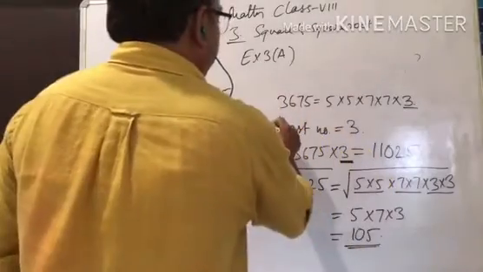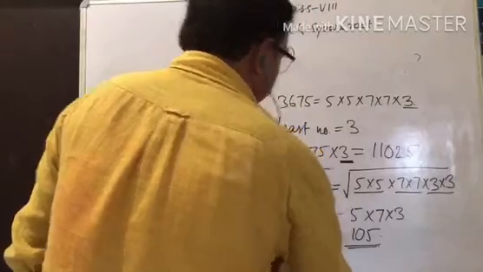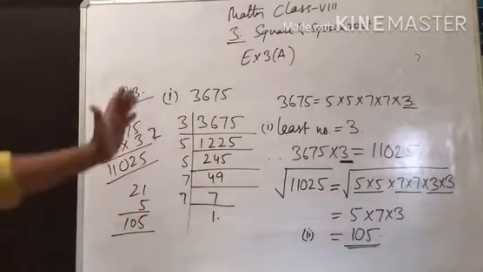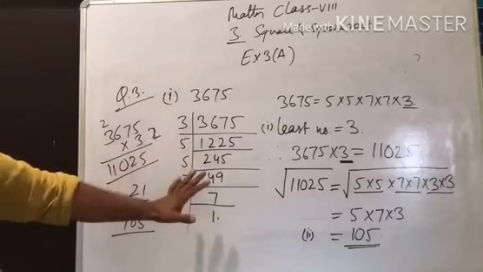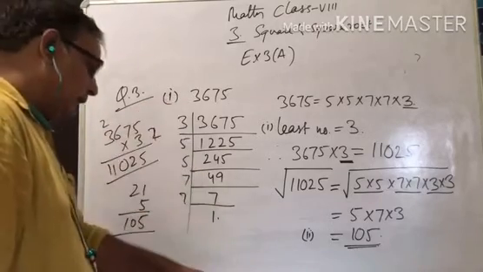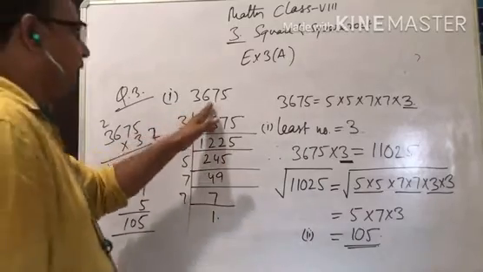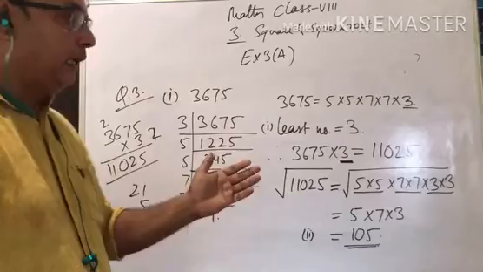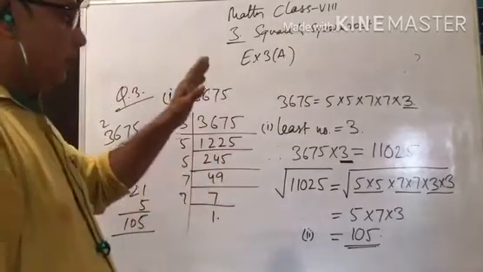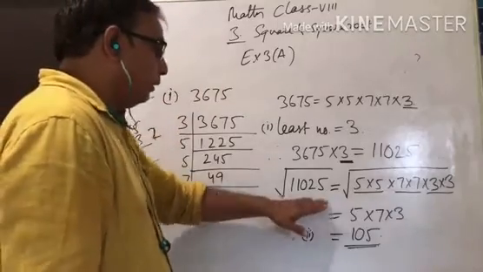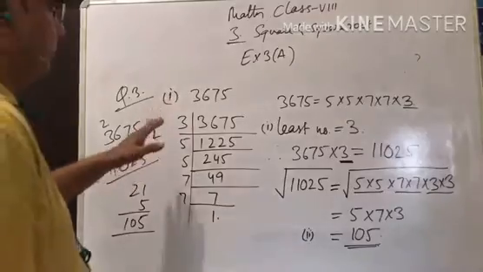So there are two parts. First is this and second is this. So now this question is complete. I explain one more time. You have to do the same process. First, in the question, you have to find the least number that must be multiplied to the given number to become a perfect square. And second, you have to find the square root of the number obtained after multiplying by the least number.